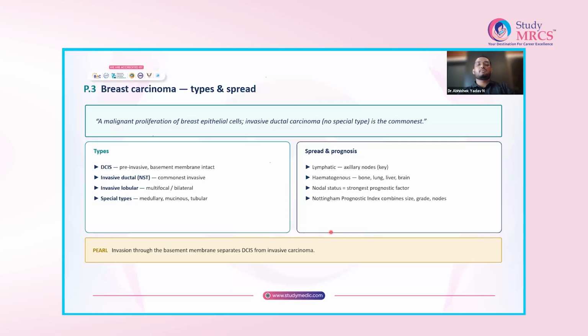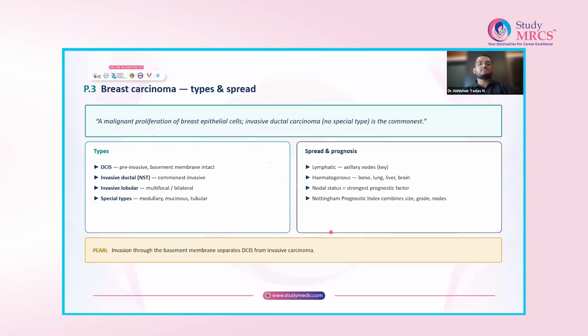Invasive lobular carcinoma: most of the time, lobular carcinoma will be bilateral and multifocal in nature. Lobular carcinomas are less frequent compared to ductal carcinomas. Then we have other special types like medullary, mucinous, tubular. Based upon the histological features, you're going to describe this. But most of the time, we have two major types: one is the lobular and the other is the ductal.